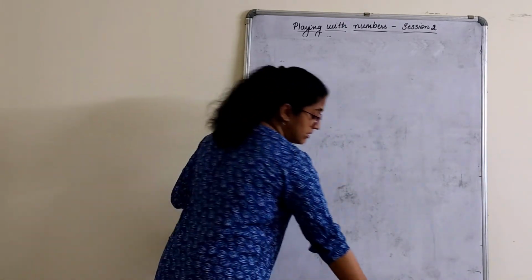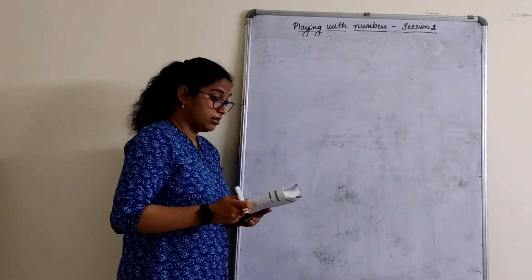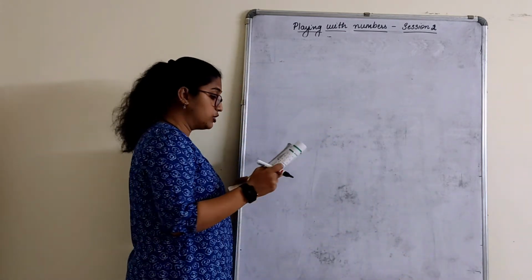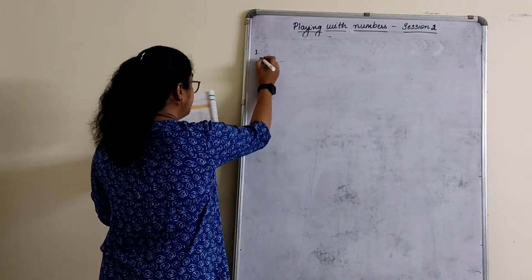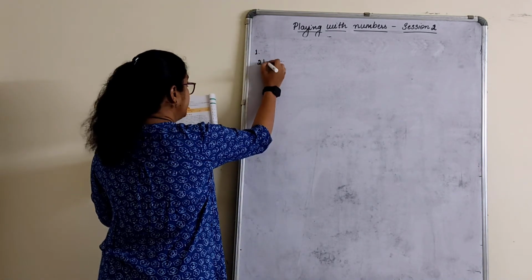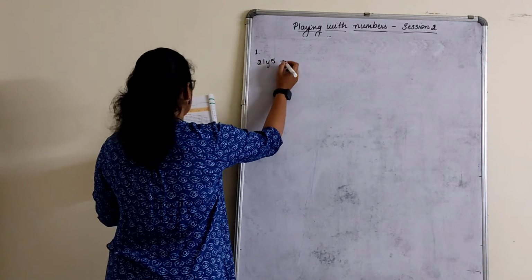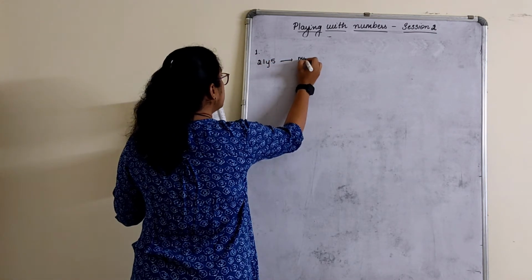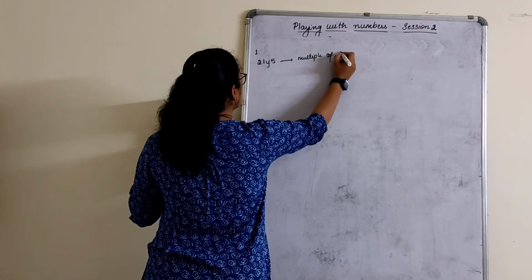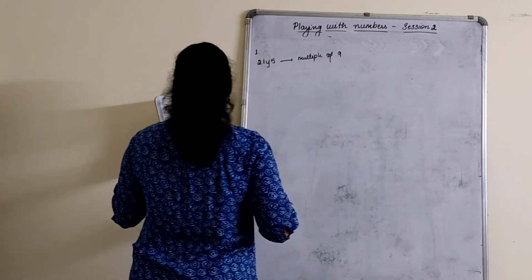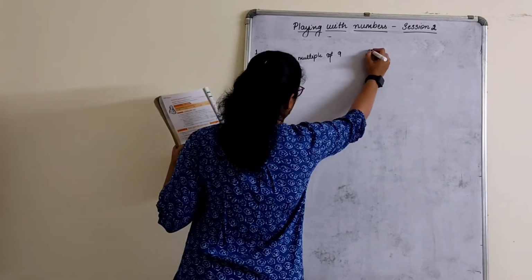We'll begin with an exercise now. Exercise, first one, all are very simple actually. If 21y5 is a multiple of 9, where y is a digit, find the value of y.